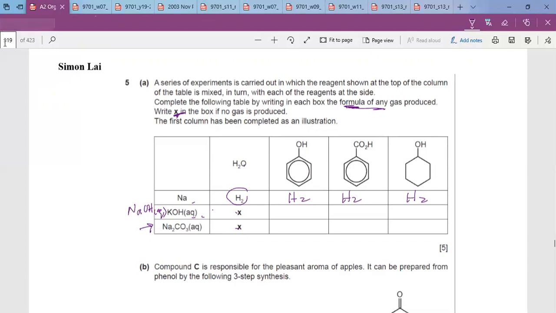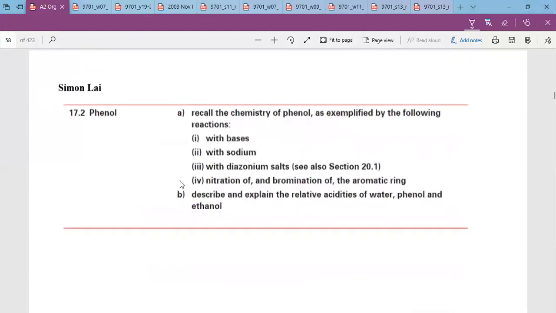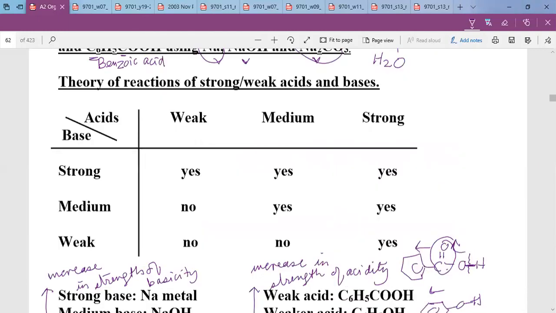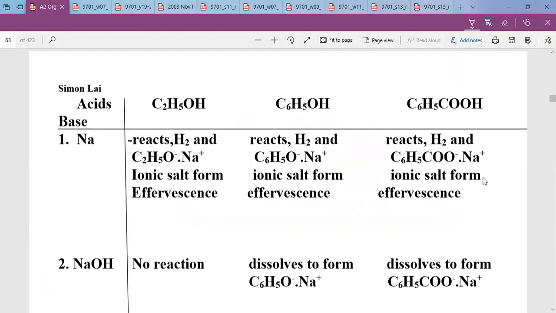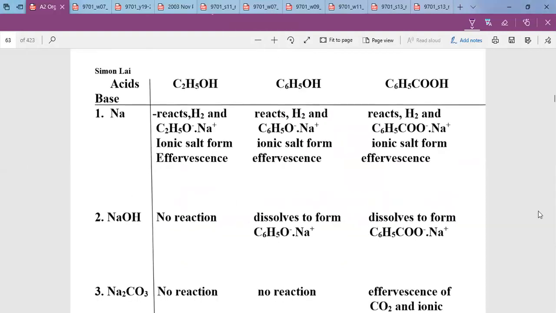So now let's go back here and see what the theory is. Page 58, let's start. Now, the theory. You can see I put it smaller. Remember, I put out the three here. You can put water if you want to, but there's no need.